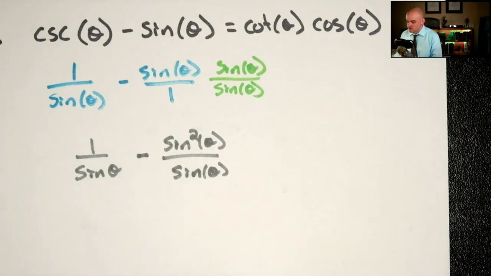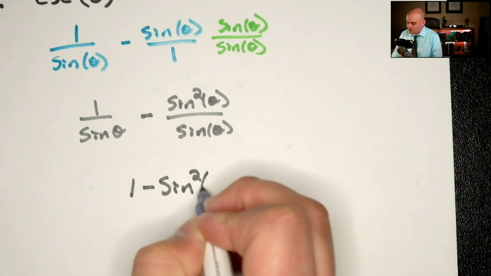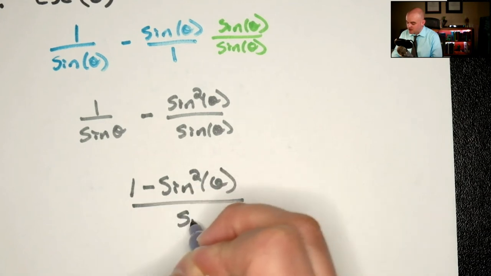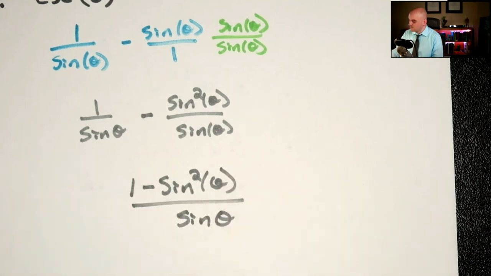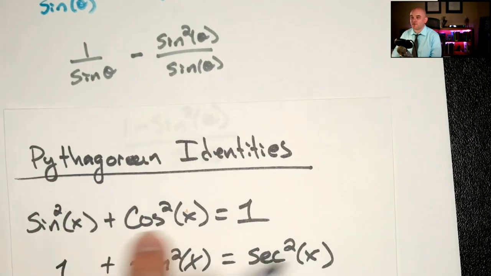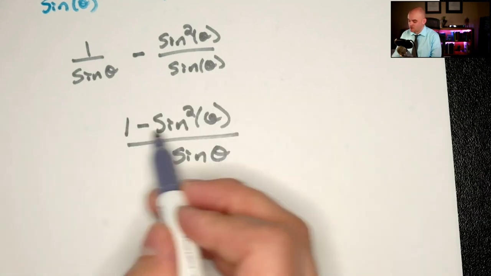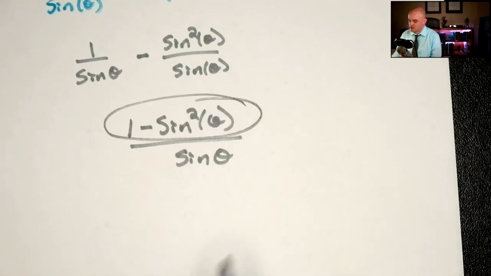Now I can subtract the numerators. And this gives me 1 minus sine squared of theta over the sine of theta. And if we look at our Pythagorean identities, if I were to subtract sine squared of theta from both sides, I get cosine squared equals 1 minus sine squared. 1 minus sine squared, that's right here. That, what I just circled, is the same thing as the cosine squared of theta.